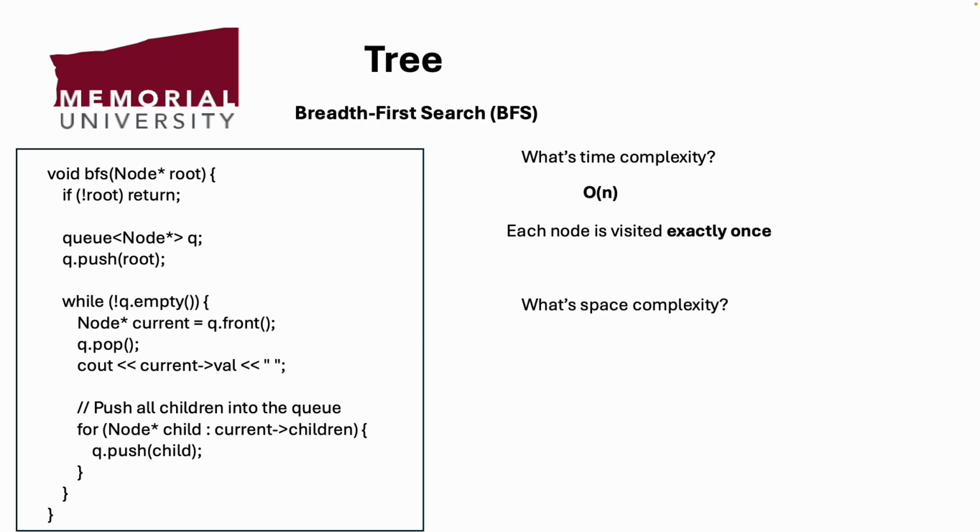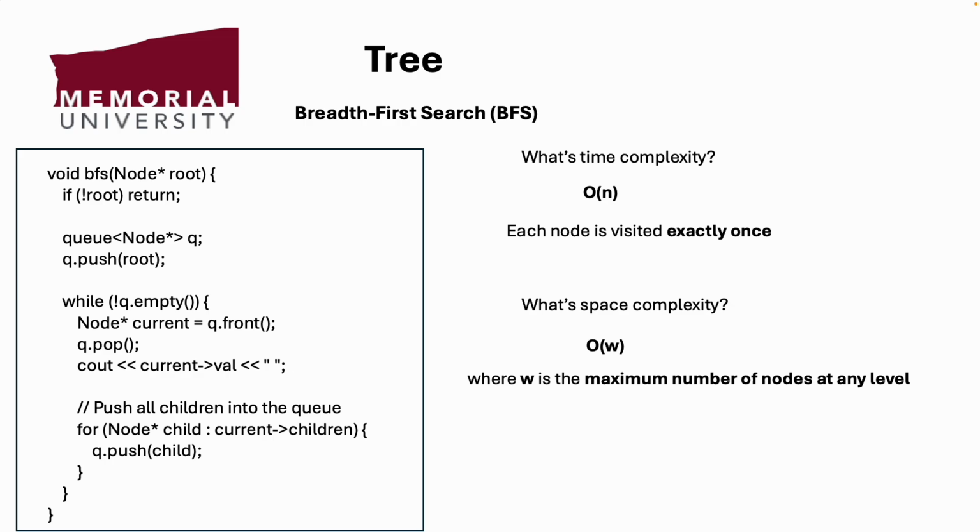What about the space complexity? The space complexity means how much memory space is being used. What is the maximum memory space being used? It's big O of W in the average case. What's W here? W is the maximum number of nodes at any level.